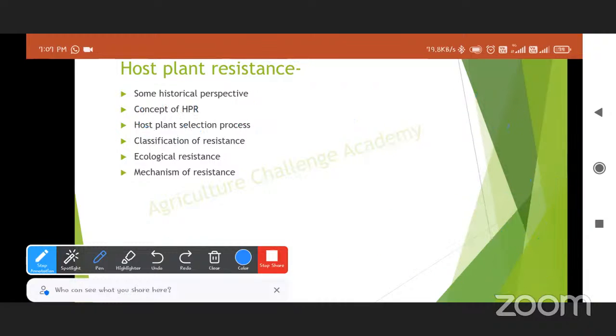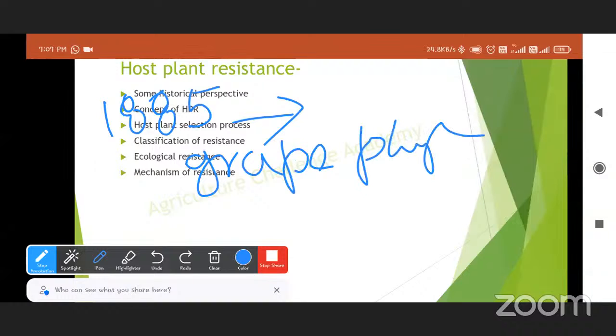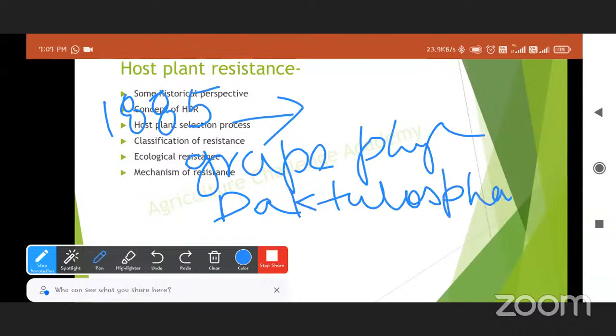Then in 1885, there was a pest named grape phylloxera, Daktulosphaira vitifoliae.